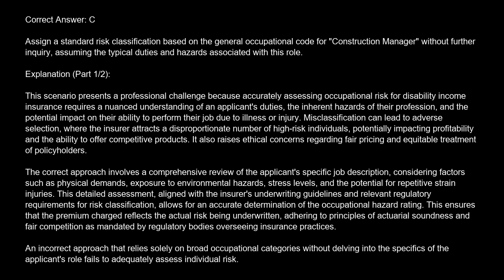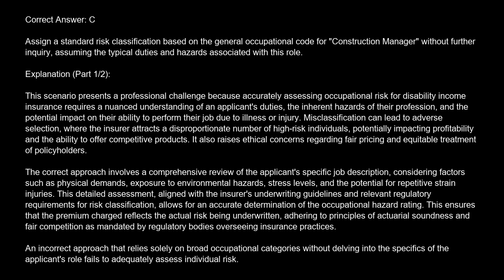Explanation. This scenario presents a professional challenge because accurately assessing occupational risk for disability income insurance requires a nuanced understanding of an applicant's duties, the inherent hazards of their profession, and the potential impact on their ability to perform their job due to illness or injury. Misclassification can lead to adverse selection, where the insurer attracts a disproportionate number of high-risk individuals, potentially impacting profitability and the ability to offer competitive products. It also raises ethical concerns regarding fair pricing and equitable treatment of policyholders.